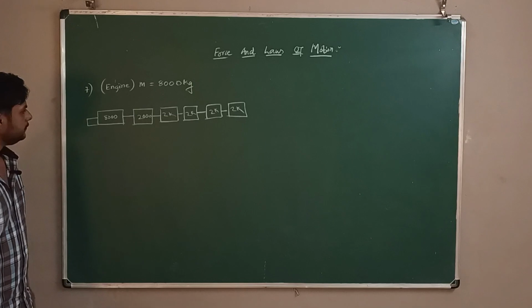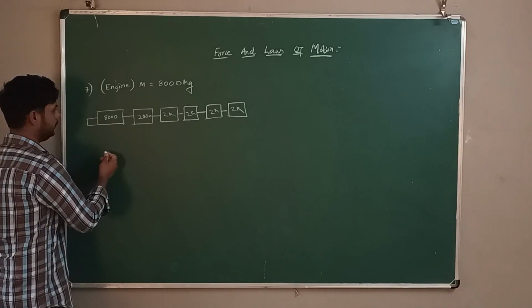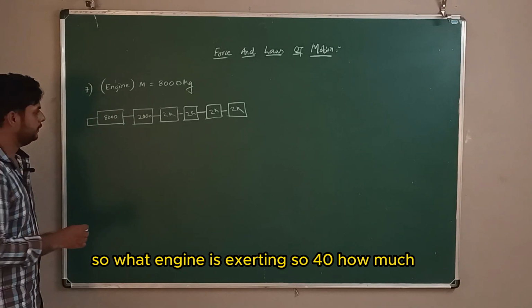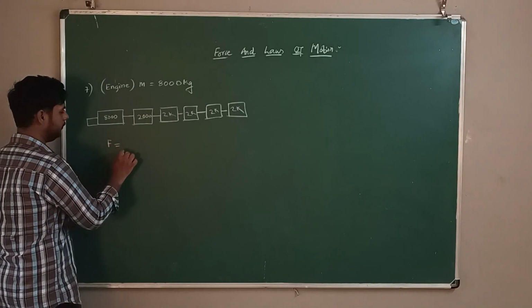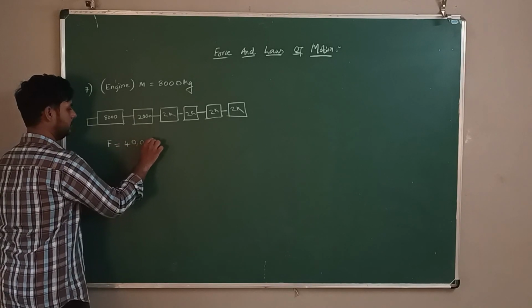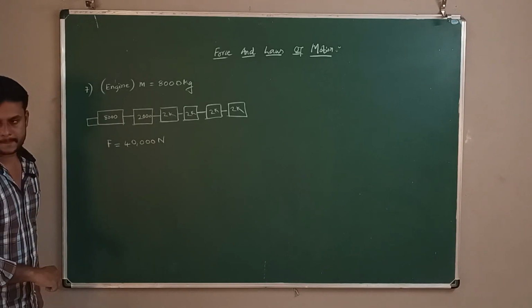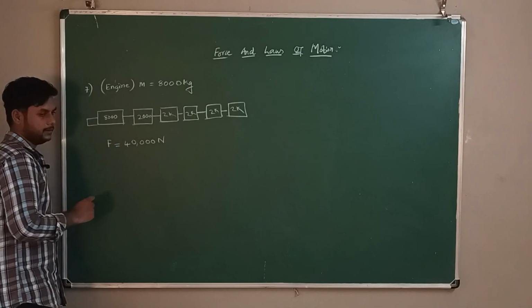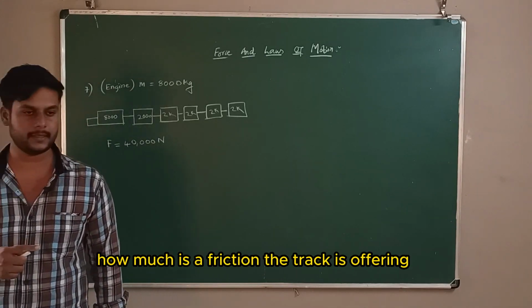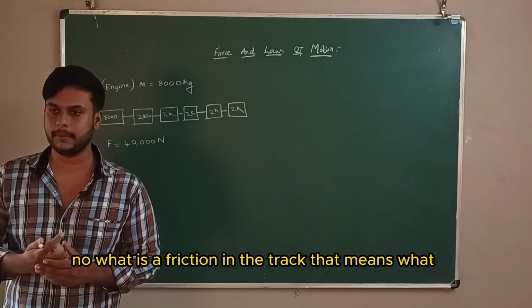Along the horizontal track, the engine exerts a force of 40,000 newtons. And the track offers a friction of 5,000 newtons. See here, now this is very important. Now friction is also there. How much is the friction the track is offering? 5,000. Now what is the friction in the track? That means what?